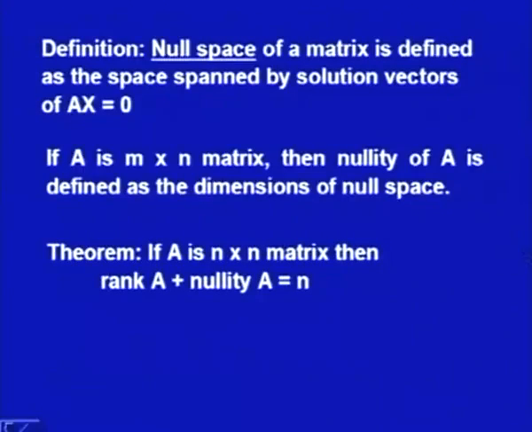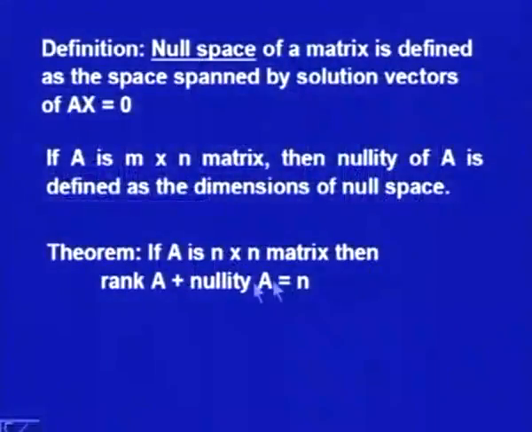Now on the basis of this, we can say that if A is an m by n matrix, then rank A plus nullity A is equal to n. Actually this result we have already established when we have a linear transformation T. But since we have already established the association between the linear transformation T and the matrix A, we have a similar result for the matrix A. So if we have an n by n matrix, then rank A plus nullity A is equal to n.